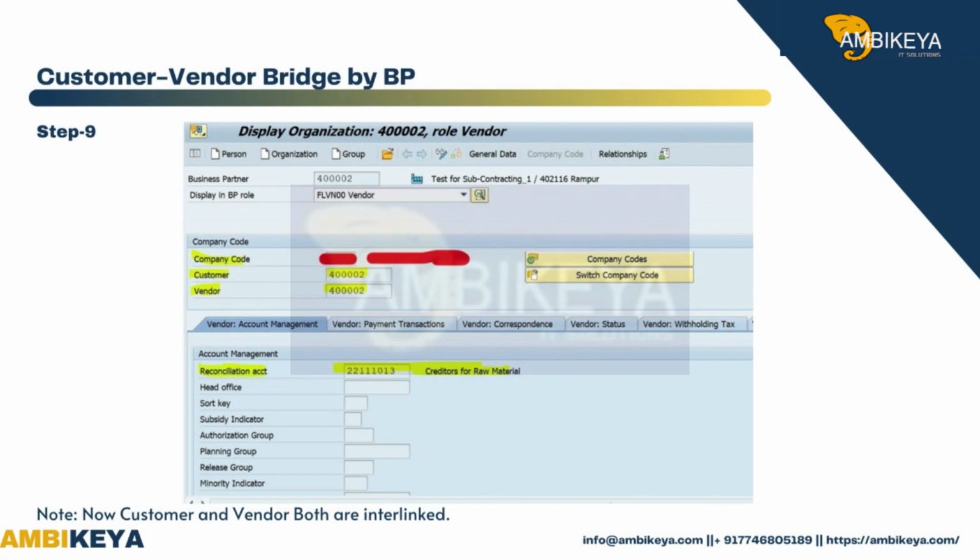Step 9. Note, now customer and vendor are both interlinked.